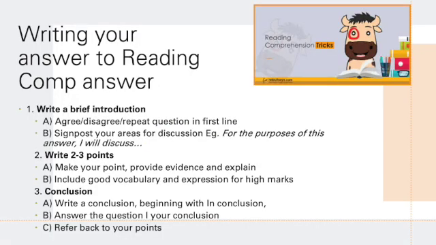So writing your answer to your reading comprehension question, first of all, you're going to have to write a brief introduction. So you're going to agree, disagree, or repeat the question in the first line. You're going to signpost your areas for discussion. So for the purposes of this answer, I will discuss. You'll write 2 to 3 points or 1, depending on the marks for the question. We'll be going over this as well.